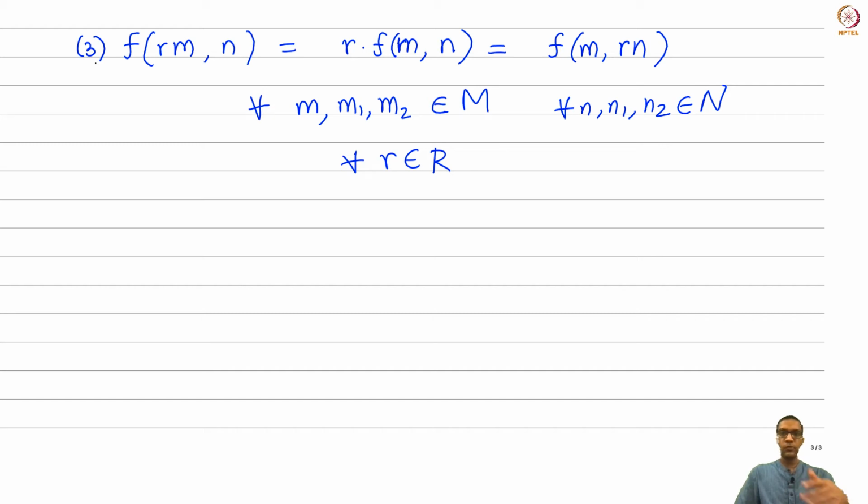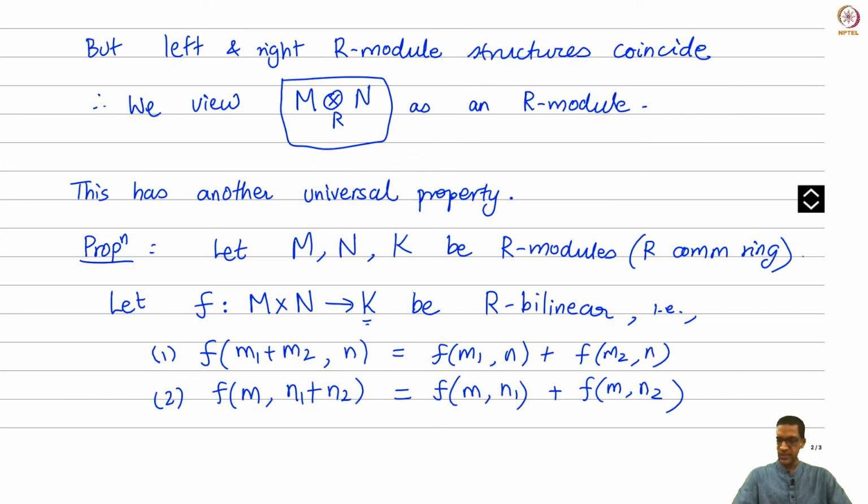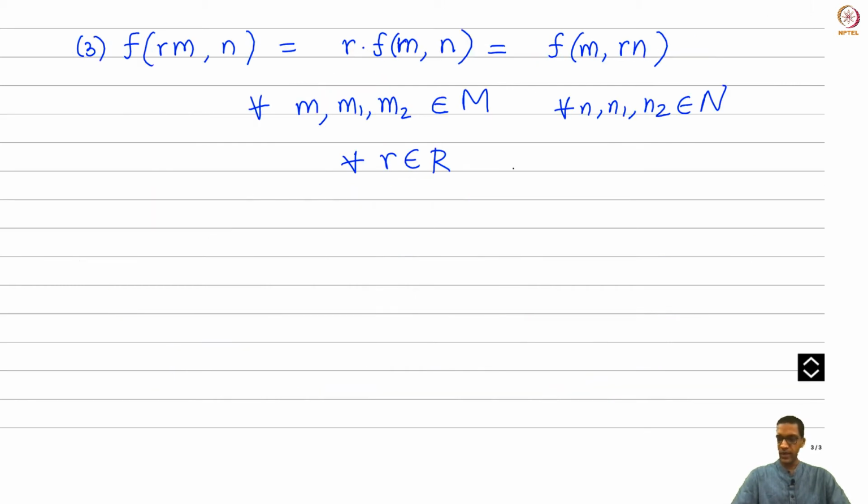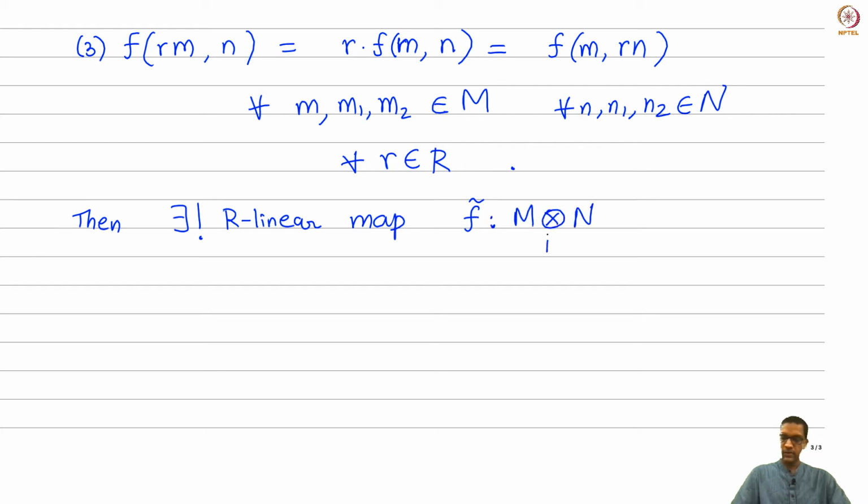And observe, this is the usual notion if you have looked at things like vector spaces and so on, which corresponds to the case when R is a field, then this is exactly what we call bilinear maps between vector spaces. Okay, so given such an f, let f be R bilinear. Then what does the proposition say? It says there exists a unique R linear map, let's call it f tilde, from M tensor N over R to K, such that the diagram commutes.